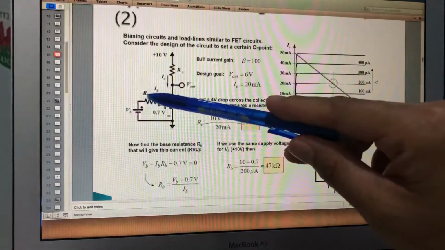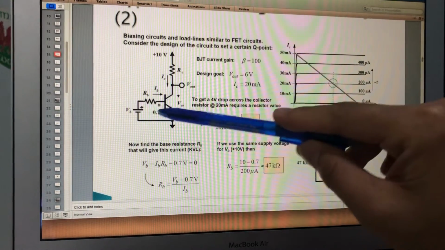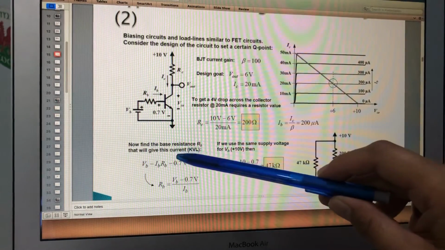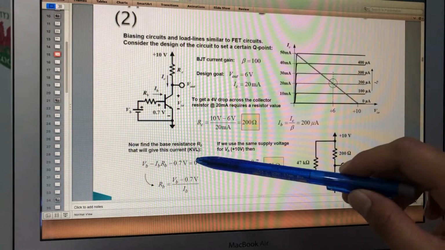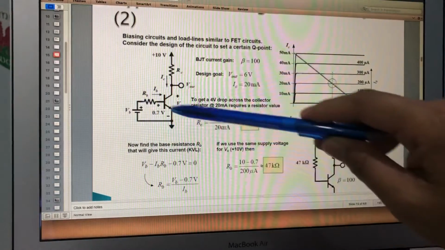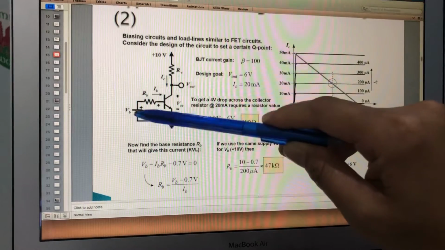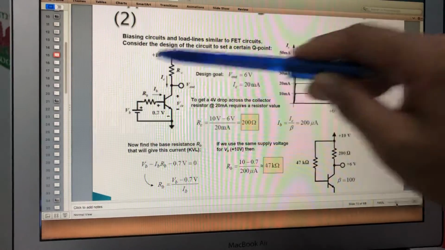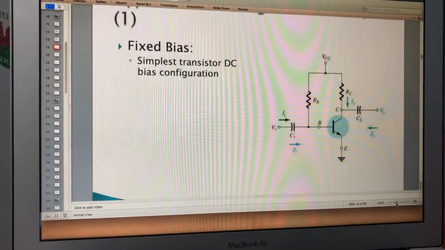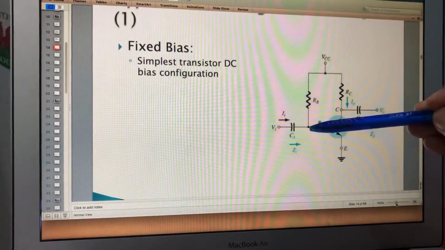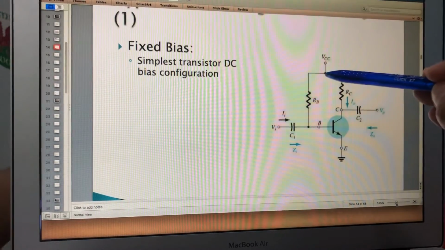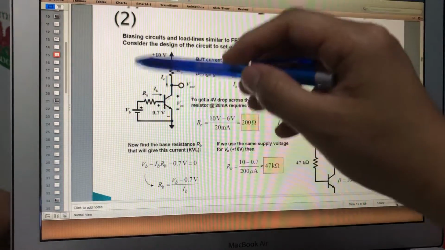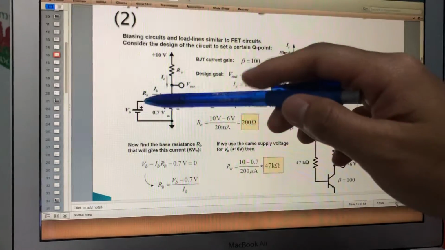Now we want to put the RB value. This is our design base resistor value. To find RB, we find the base resistance that will give this current. We apply KVL. We want to have this, right? What is VB? If you look at it, RB is connected between the base and VCC. So that's why they just put this VCC down here. You can just leave it as it is, and you can still apply the equations here.